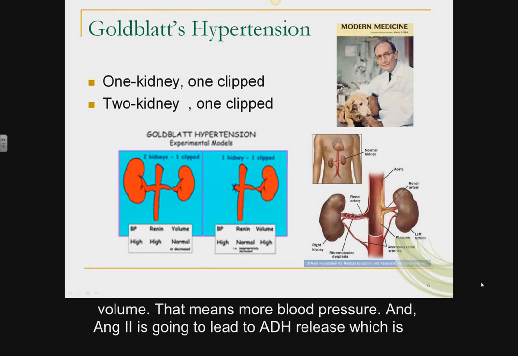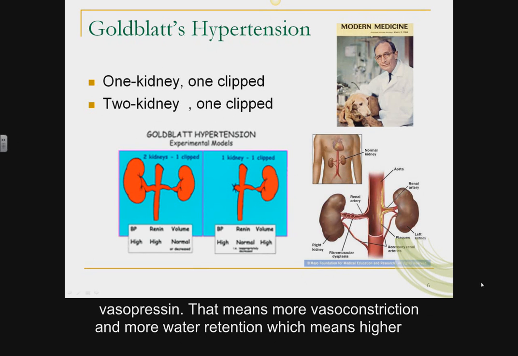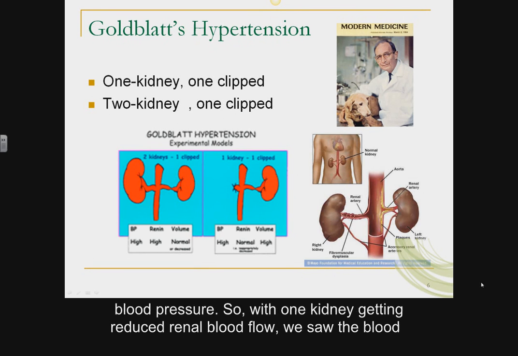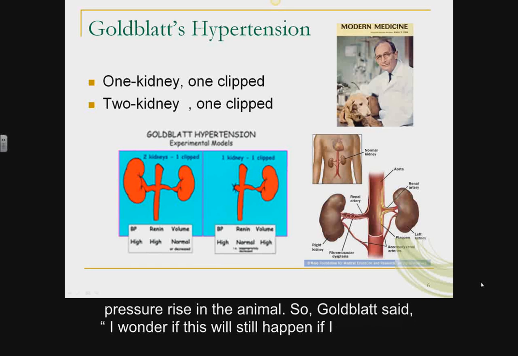And angiotensin-2 is going to lead to ADH release, which is vasopressin. That means more vasoconstriction, and it also leads to more water retention, which means higher blood pressure. So with 1 kidney getting reduced renal blood flow, we saw the blood pressure rise in the animal.